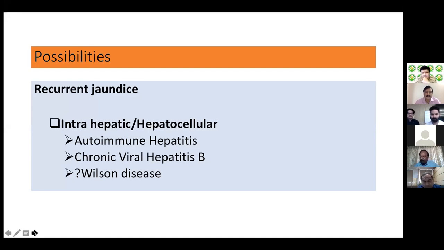I hope so. And Akash, what are the points which go against the diagnosis of recurrent AIH at this stage? Sir, spontaneous resolution without any treatment, and sir, no history of any other concomitant autoimmune diseases.